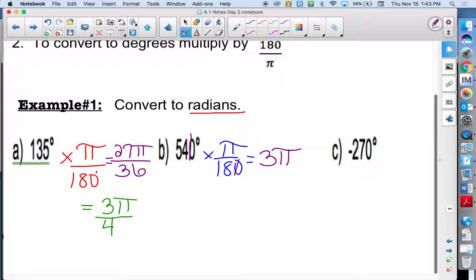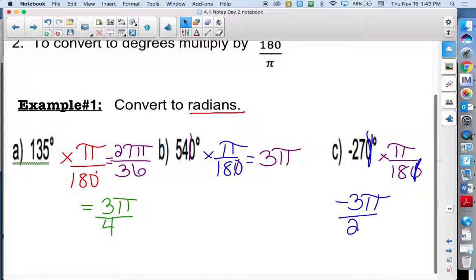And then looking at the last one here, negative 270, converting that to a radian value. So again, the zeros, wipe them off. They have that number in common, just take them off. Sabrina, what would negative 27 and 18 have in common? Yeah, so negative 27 divided by 9 is? 3. And 18 divided by 9? 2. So negative 270 is the same as negative 3 pi over 2.